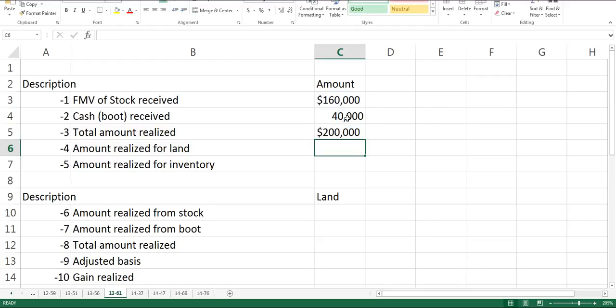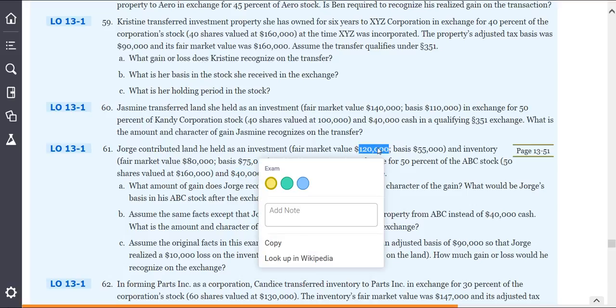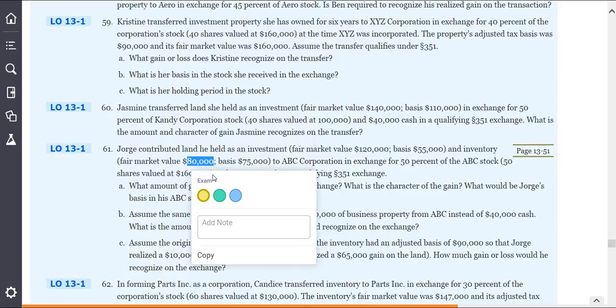The amount realized for the land. So what we're going to do is take a look at the land here, which is $120,000. So we have the $120,000 for the land. We also have $80,000 for the inventory. So that gives us a total of $200,000.